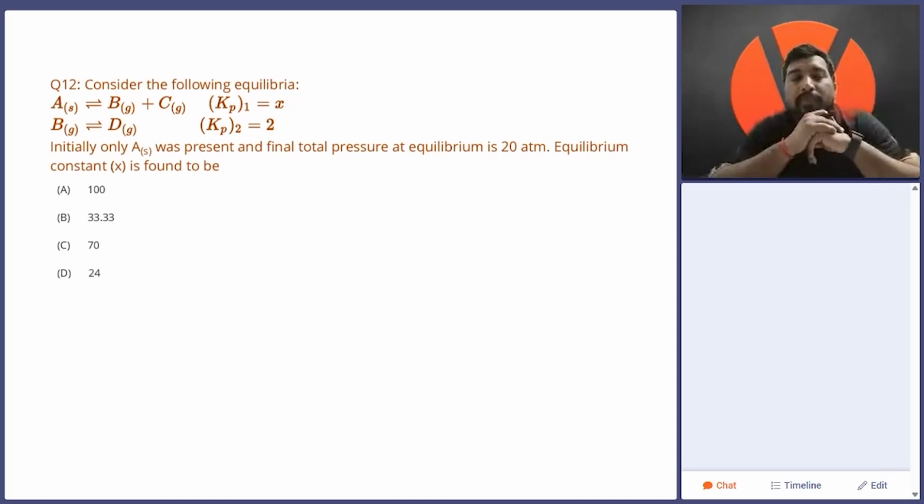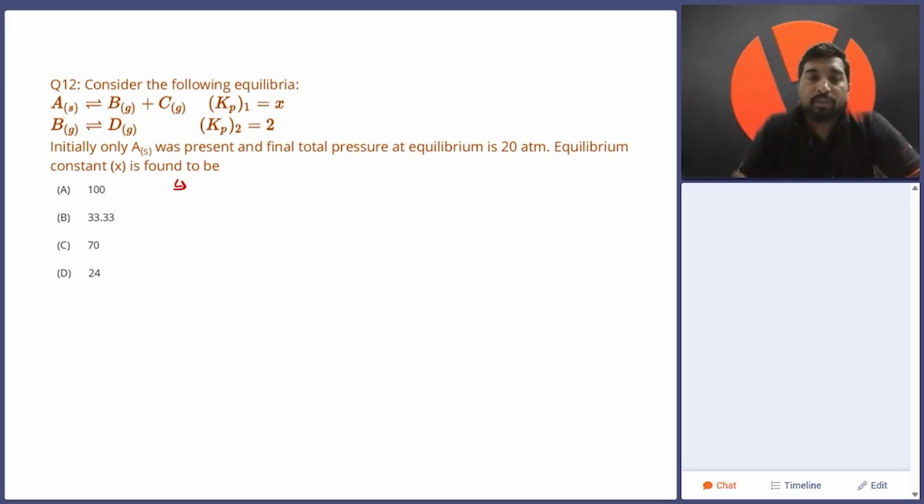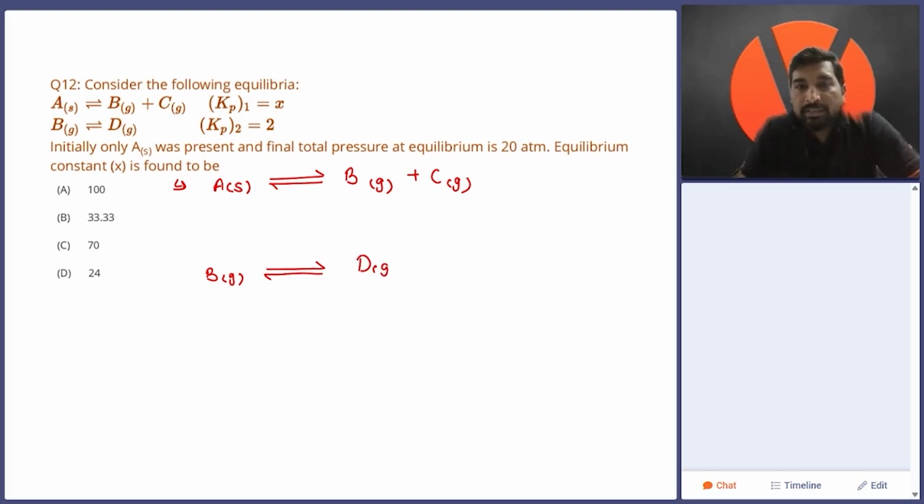Question number 12. Consider the following equilibria. A solid gives B gas plus C gas, and in another reaction, B gas further decomposes to give D gas. So this is a case of simultaneous equilibria. Now come and solve this question. This is the A solid. It gives B gas and C gas, and B further decomposes to give D gas.